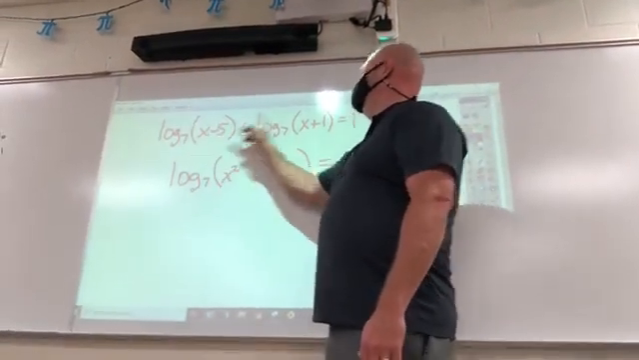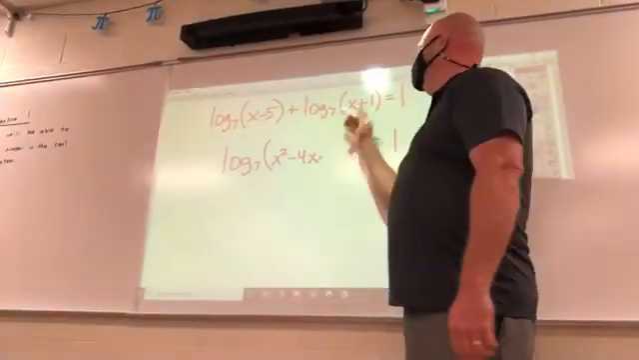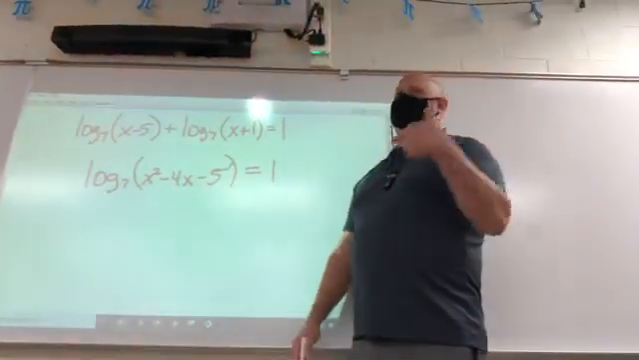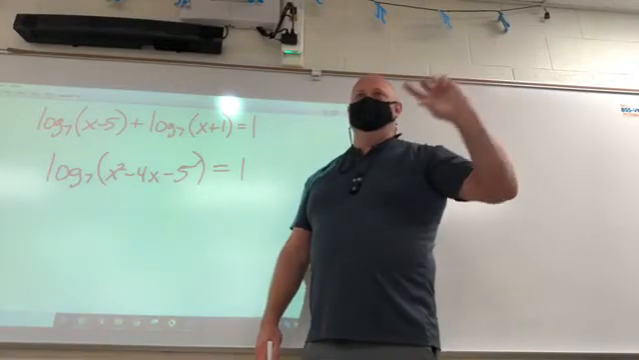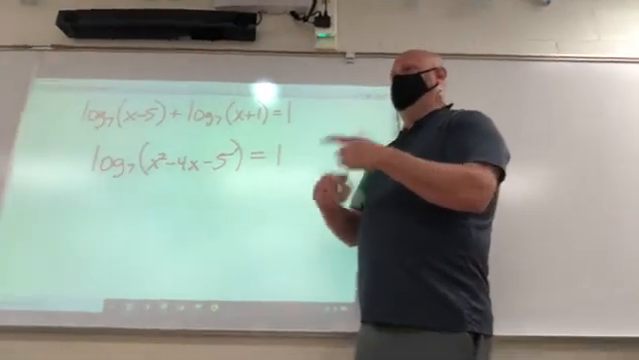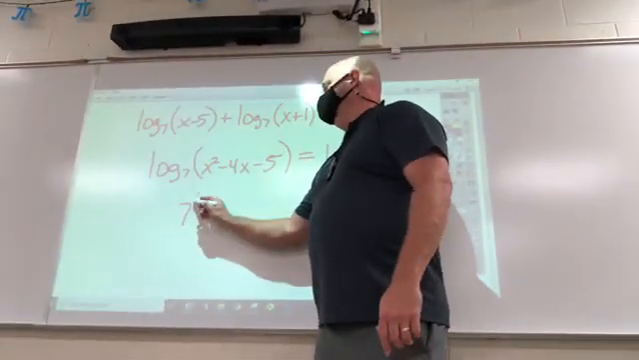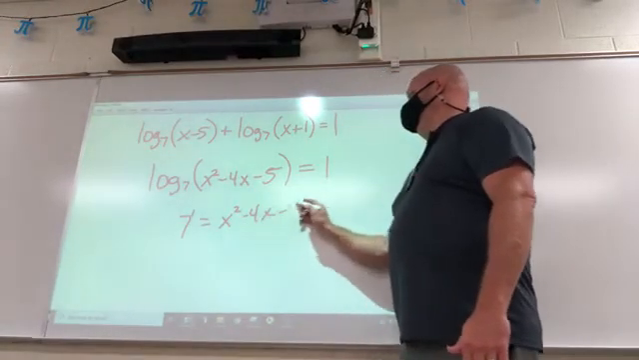x squared, I'd have a negative 5x, positive 1x is a negative 4x, minus 5. Yes? Can I drop my logs? Nope. So what do we do? Switch forms. What would this be in exponential form? 7 to the 1, which is just 7, equals x squared minus 4x minus 5.